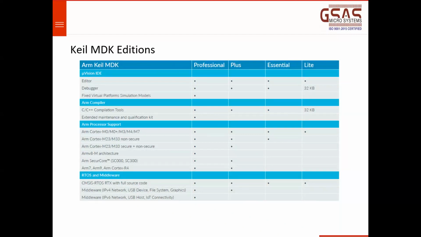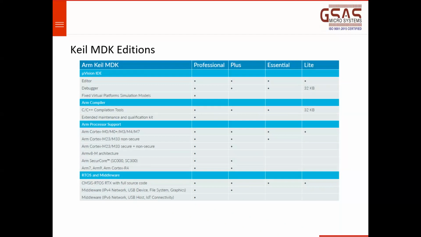The middle one is plus. So professional is a higher end version. It has all the features, like supports all the devices. It gives you access to the certified compiler, because ARM compiler is also safety certified by TUV SUD to develop the code for a safety critical application.